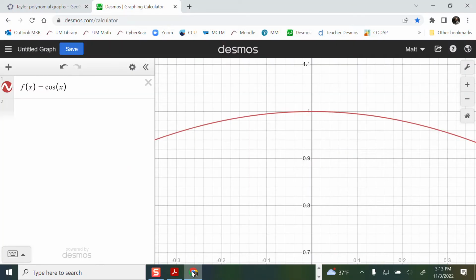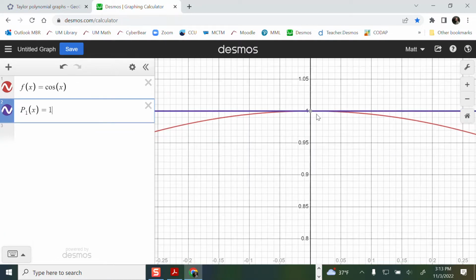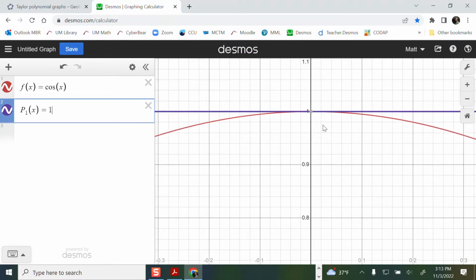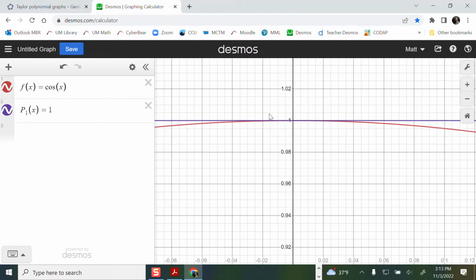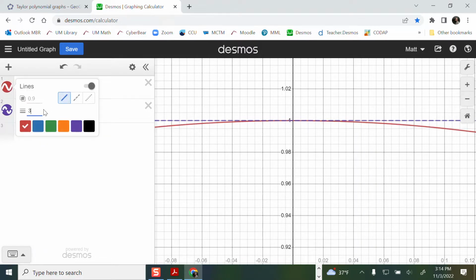Let's take a look at what that looks like. So I'll call that P sub 1 of x and set it equal to 1, and sure enough, that seems to be the right function, in terms of the best line to approximate cosine x in the neighborhood of x equals 0. So it's just the constant function. Let's make these things dashed, so we can tell them apart. And let's make this thing really thick. I don't know, say 3 or something like that for line width. Maybe even more.